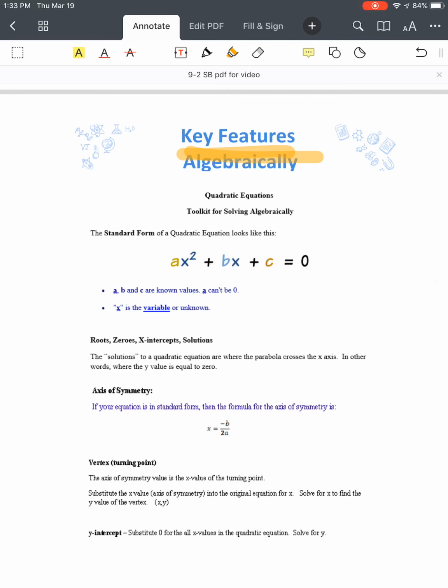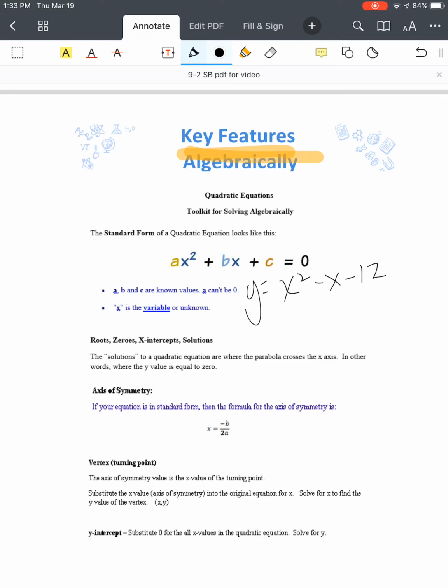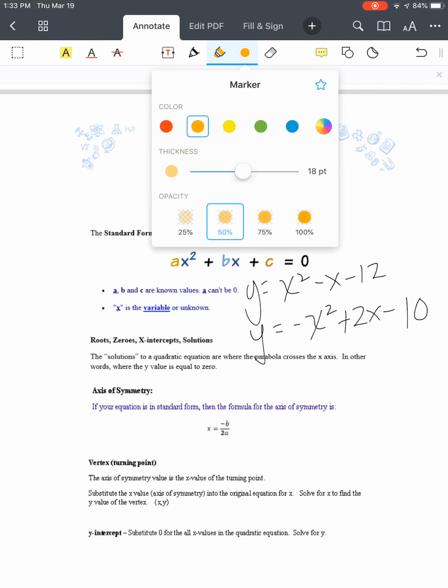So the standard form of a quadratic equation has an x squared. So it normally is ax squared plus bx plus c, where a, b, and c are numbers. So for example, you might have y equals x squared minus x minus 12. Or you might have y equals negative x squared plus 2x minus 10. The important thing is that it has an x squared. That's what makes it a parabola.